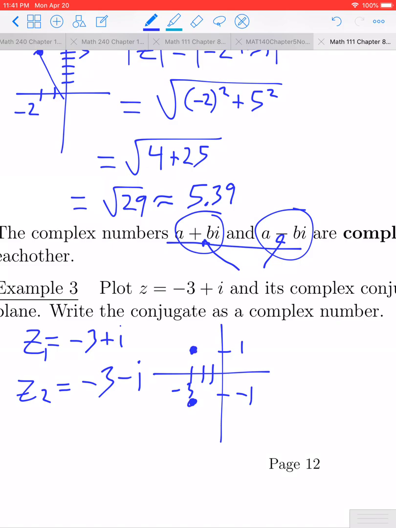So these two complex numbers are complex conjugates of each other, and you can see what their graphs look like. It doesn't take much to determine the relationship, but when you plot two complex conjugate numbers, they will be reflections across the real axis from each other.